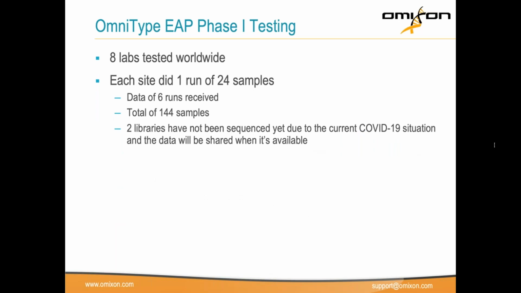So what have we actually learned and what has been done during this time? During the phase 1 testing of the early access program of the OmniType, 8 laboratories tested worldwide in the US, EMEA, South Africa. Each site did one run of 24 samples. The data of 6 of these runs have already been received by Omixon and analyzed, and these comprise a total of 144 samples. Unfortunately, 2 libraries have not been sequenced yet due to the current COVID-19 restrictions, but the data will be shared with us when it is available.